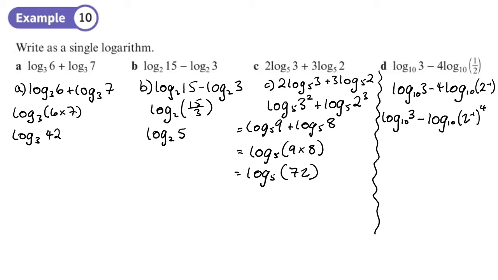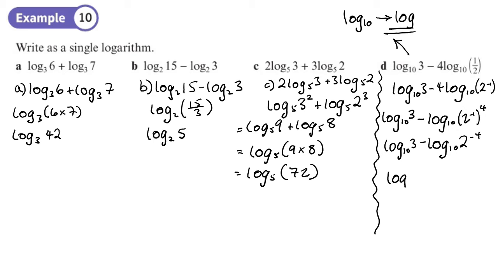Now, whenever we have log to the base 10, because we use it so often, because we work in base 10, you can just write log. Yeah, and it's assumed that it's log to the base 10. Right, so that's log to the base 10 of 3 minus log to the base 10. That will become 2 to the power negative 4.